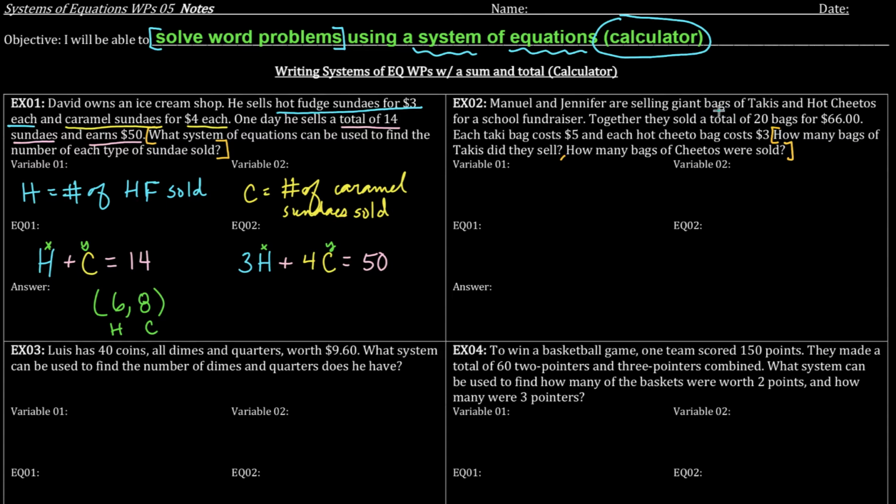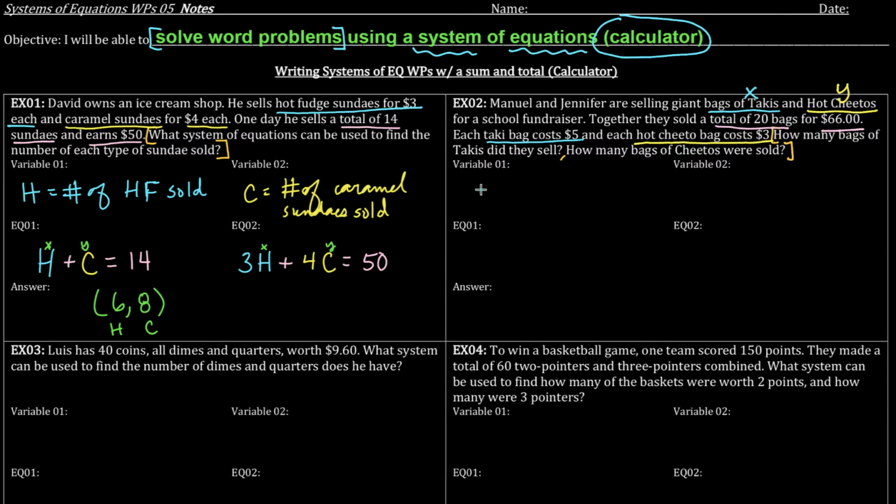Bags of Takis, bags of Cheetos. I'm actually going to make the number of Taki bags X and the number of Hot Cheeto bags Y. They give us two totals again, a total of 20 bags and $66. Each Taki bag is $5 and each Hot Cheeto bag is $3.